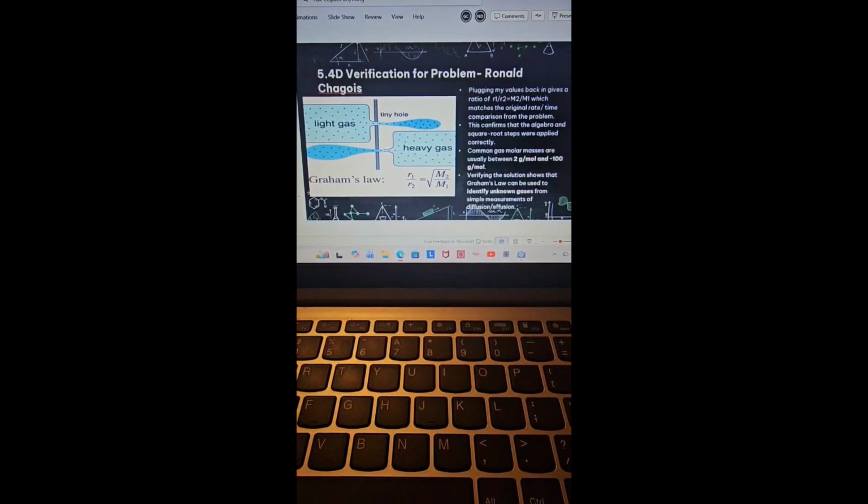5.4D, verification of the problem. Plugging my values back in gives a ratio where R1 over R2 equals the square root of M2 over M1, which matches the original rate-time comparison for the problem. This confirms that the algebra and square root steps were applied correctly. Common gas molar masses are usually between 2 grams per mole and 100 grams per mole. The verification shows that Graham's law can be used to identify unknown gases from simple measurements of diffusion or effusion.